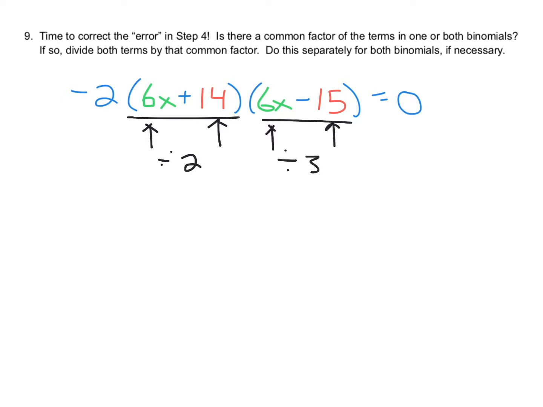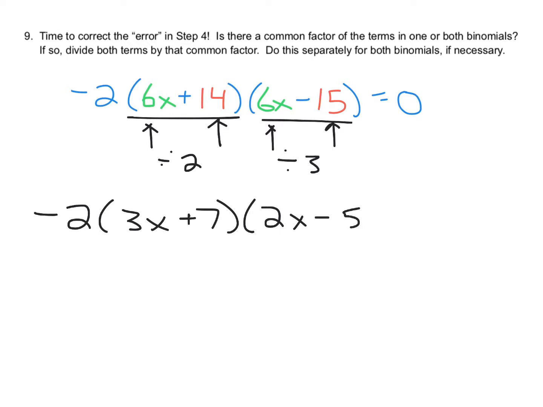And what we're going to get then as a result is still the negative 2 times, if we do the 6x divided by 2, we get 3x, and 14 divided by 2 is going to be 7. And if we divide the 6x by 3, we get 2x, and if we divide the negative 15 by 3, we get negative 5.